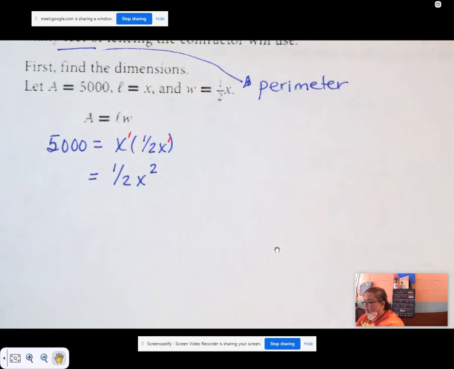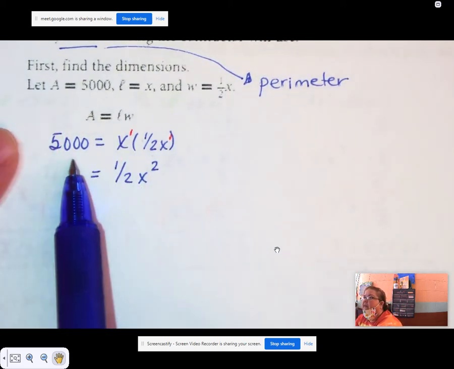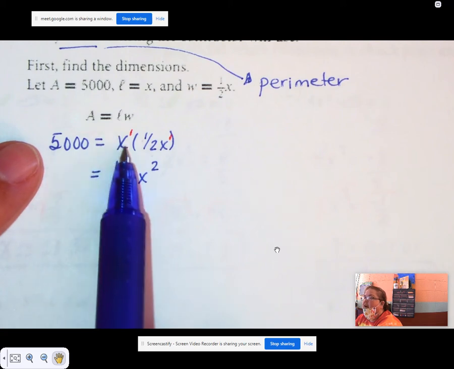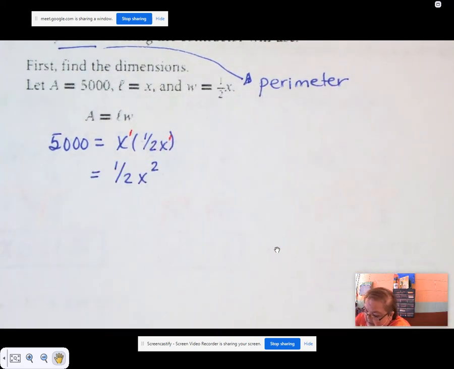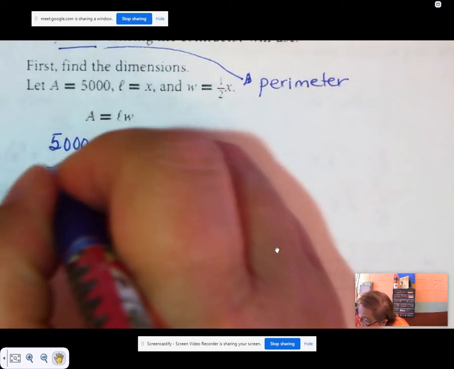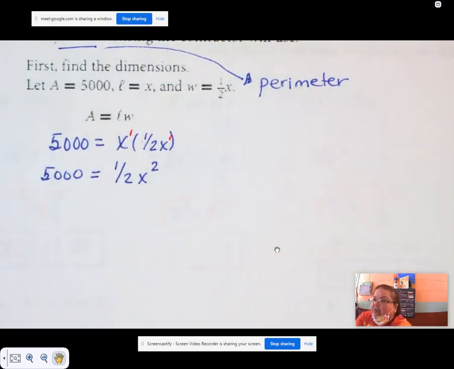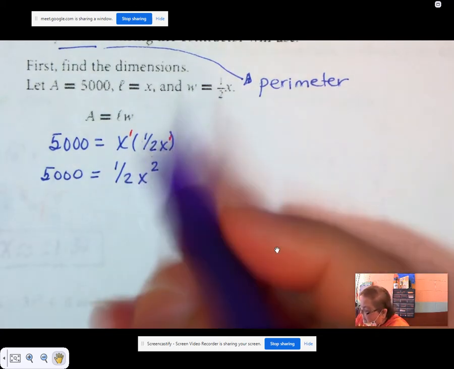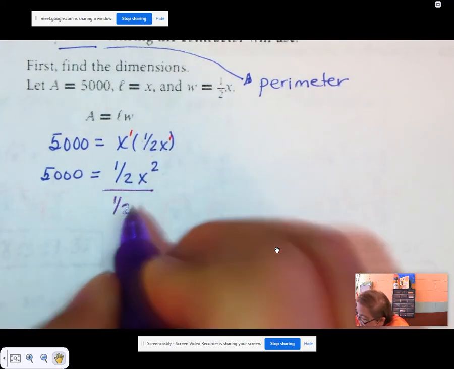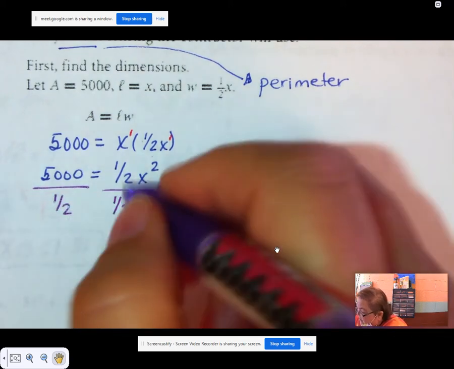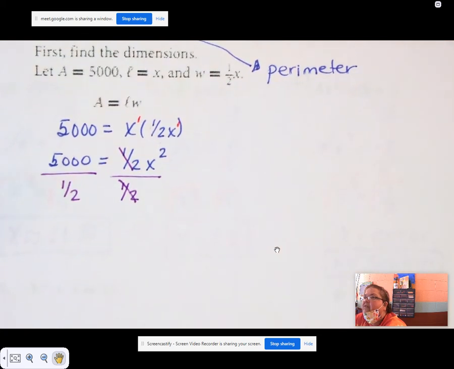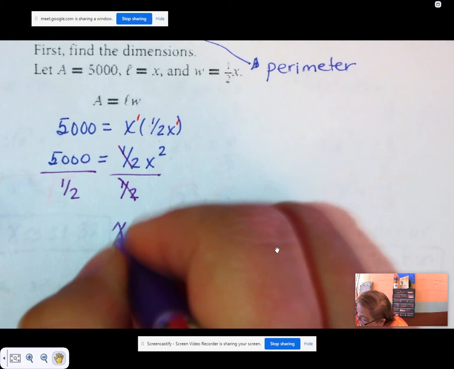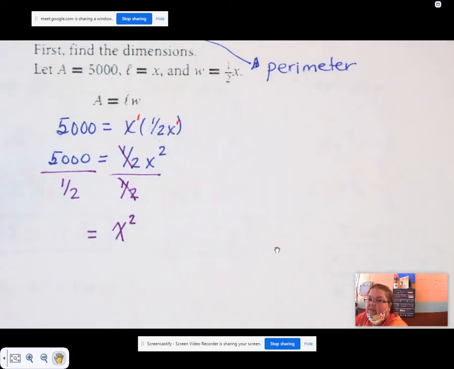Okay? I'm solving for area. Here is my formula. I know it's 5,000 equals, I've got width times length. Okay, now, how do I get rid of this 1/2 if it's being multiplied? Divide it. 1/2 times 1/2 is 1. What is 5,000 divided by 1/2? Type that in, please. Give me an answer.